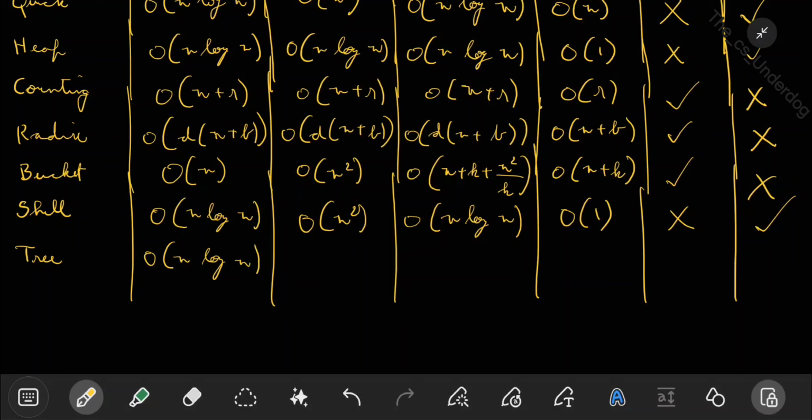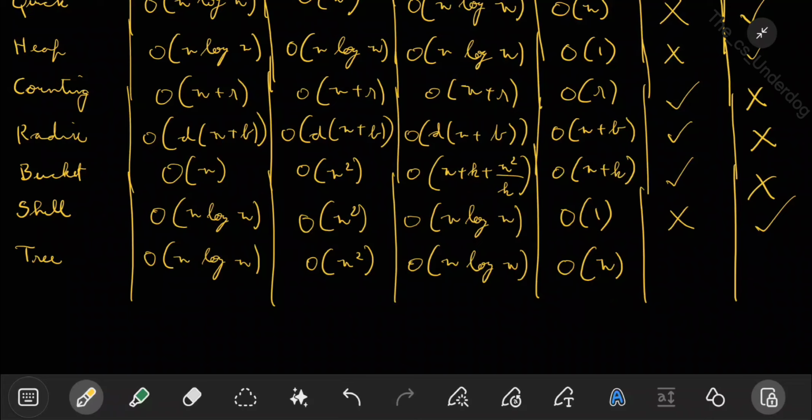And on average, you can consider a balanced tree, so you will get order of n log n. Worst case, it will be unbalanced, and you will go to order of n square, right? And what about the space complexity? Formation of tree will take order of n space, so space complexity will come to order of n.